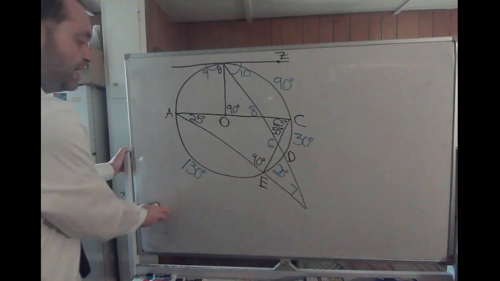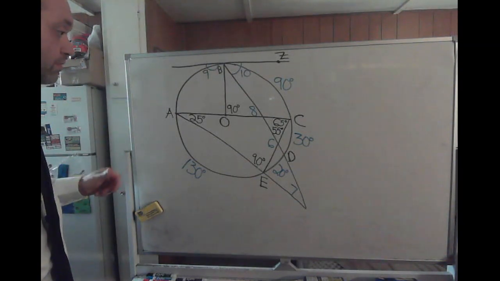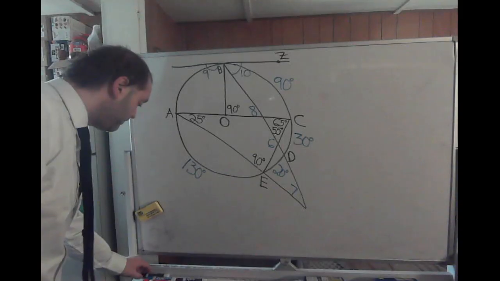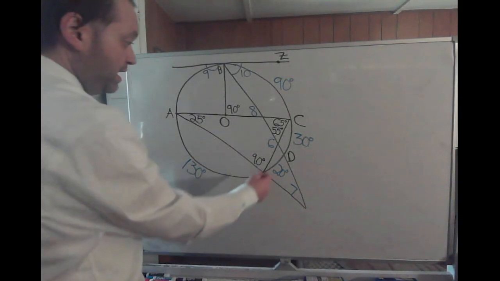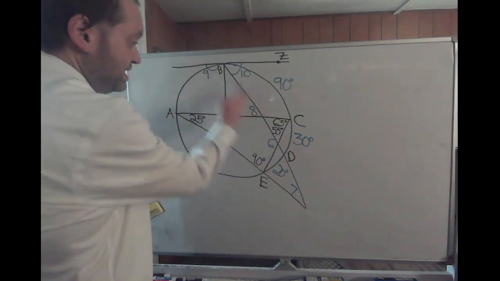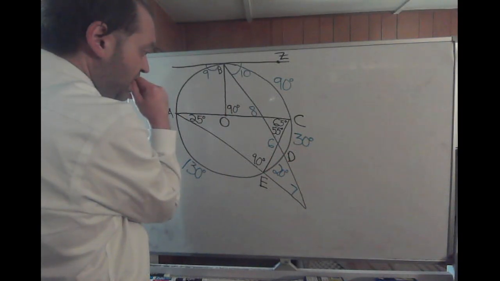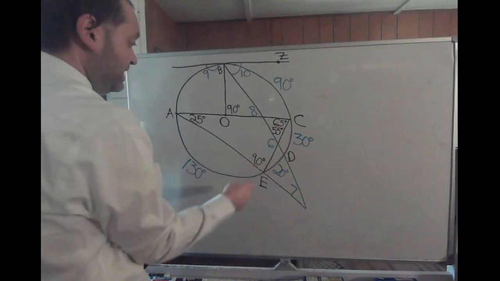What do we have now? Angle 6. Okay. Here's the thing about angle 6. It's formed by chords. It's the intersection of chords DB as well as CE.